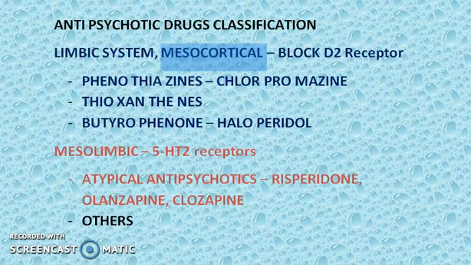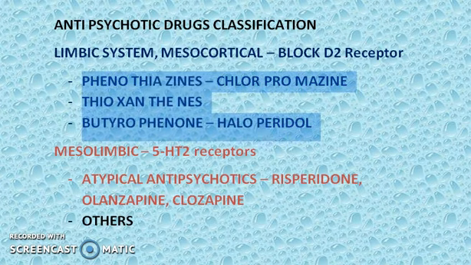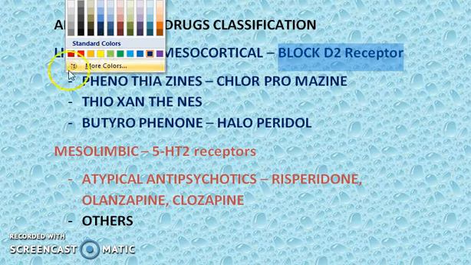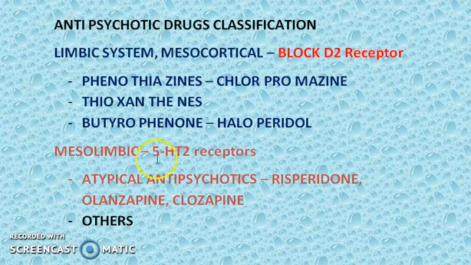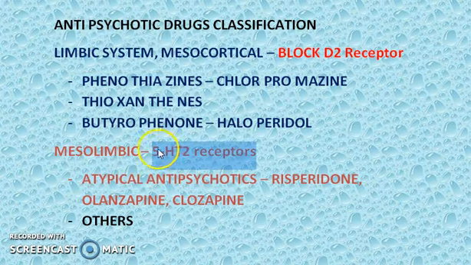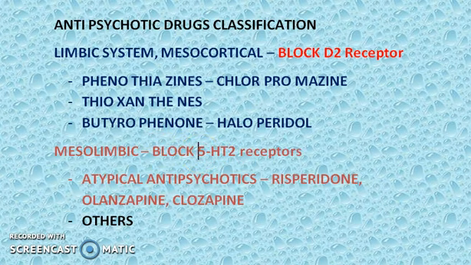Now, let us look at the mechanism of action of these drugs. The conventional antipsychotics work on the limbic system and the mesocortical system. Here they block the D2 receptors. However, the atypical antipsychotics work on the mesolimbic system and block the 5-HT2 receptors.